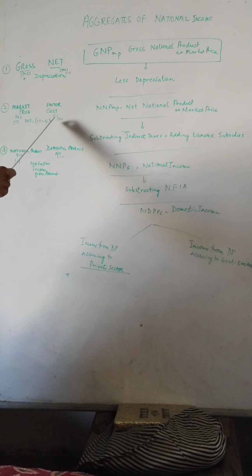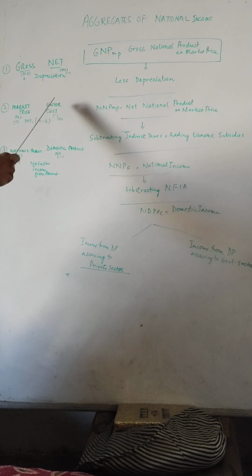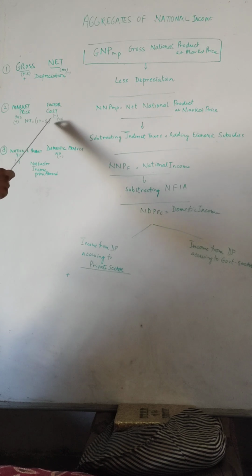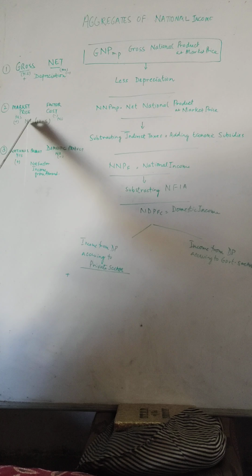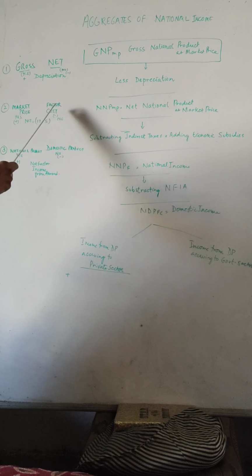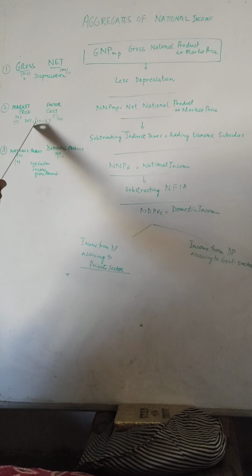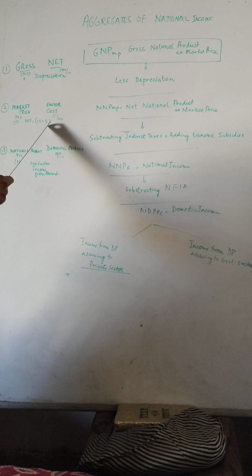Okay, so that is in factor cost, there is no net indirect taxes. And indirect tax minus subsidies is known as net indirect tax. So from market price to factor cost, if you want to calculate, then you must minus net indirect tax, which means indirect tax minus subsidies.